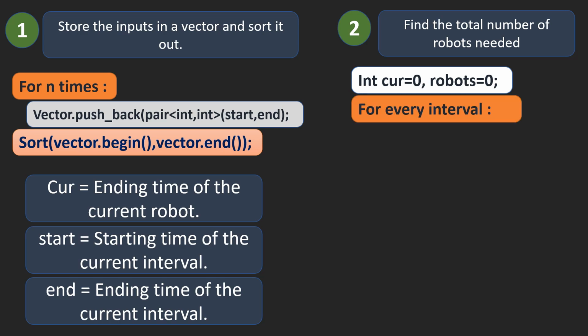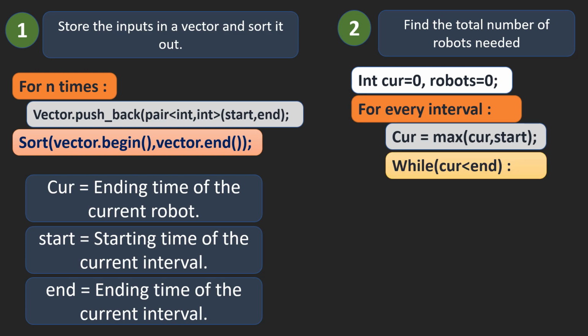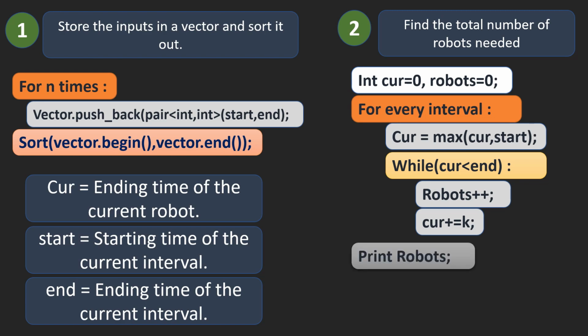Now for every interval we check where to start our deployment. If current is greater than the start of the interval, means a robot is already working. So we will start from the ending time of this robot, which is current itself. If no robot is active, then current will be start. Now use a while loop to keep deploying till current becomes greater or equal to end. Every time increment robots by 1 and increase the value of current by k, which is the ending time of this robot. Finally print the value of robots.